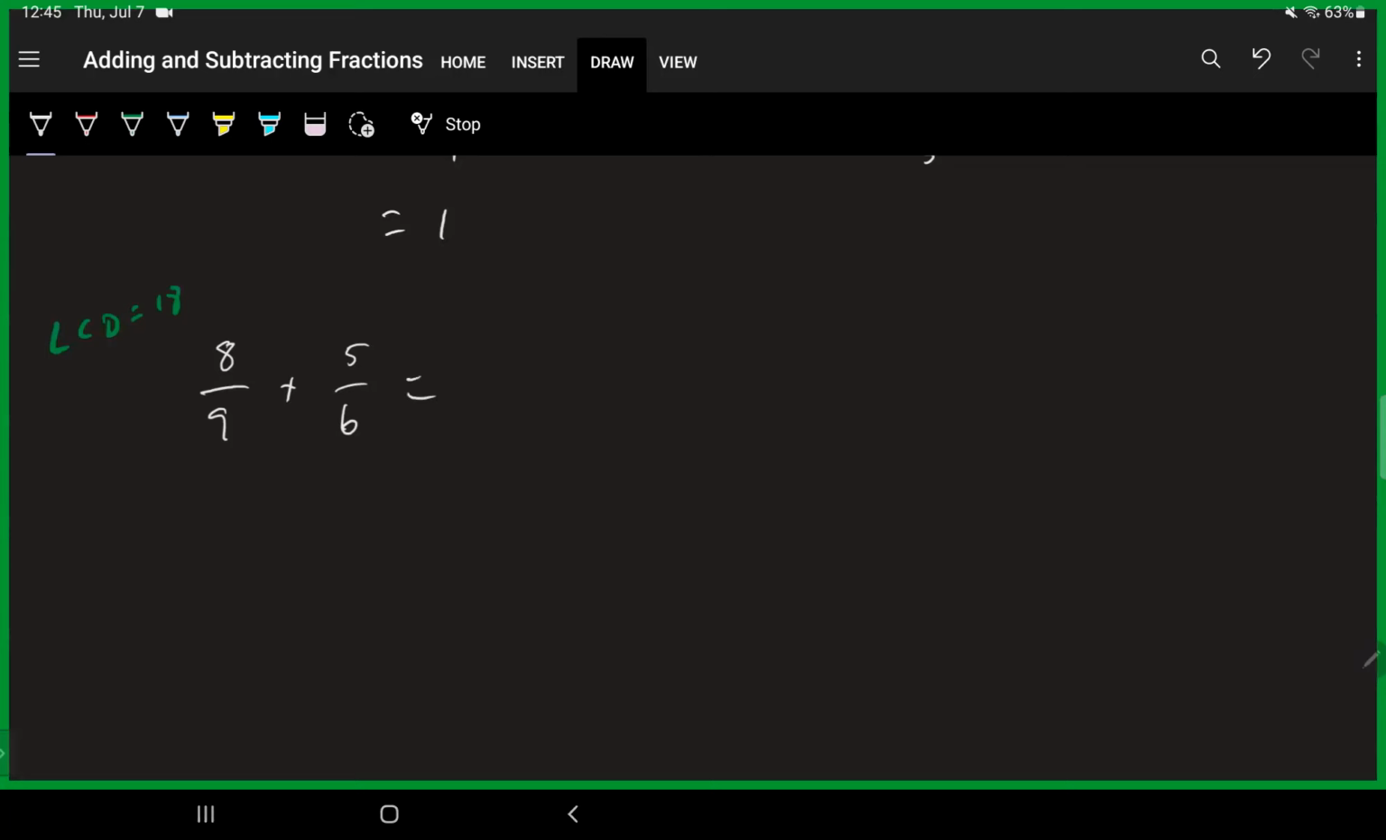So what I'm going to do, I have 8/9, and I'm going to multiply that by 2 over 2 because I need to make my denominator into an 18. 5/6 times 3 over 3. Again, 3 times 6 is 18. I want 18 in the denominator. So whatever I multiply the bottom by, I multiply the top by. And 16/18 and 15/18 is 31/18.